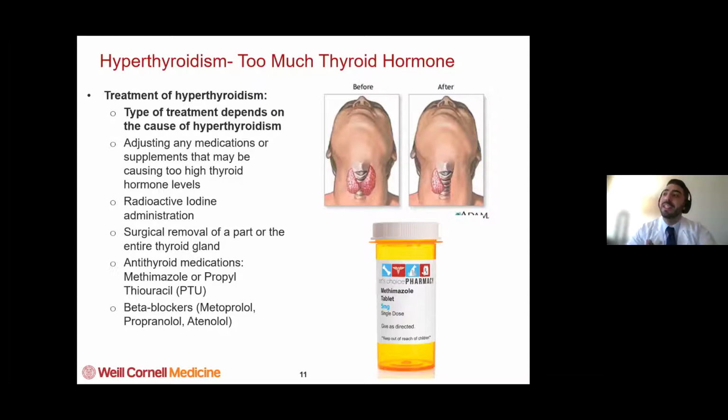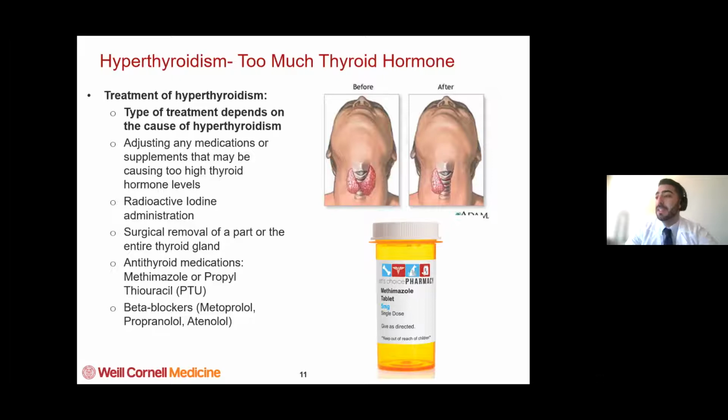This is a slightly different form of iodine than I talked about that we use for the uptake and scan. It's a slightly different type of radioactive iodine that actually gets taken up by those thyroid tissues and can kill off or ablate some of those overactive thyroid cells, and can often lead to the normalization of thyroid hormone levels. In some cases, we refer to surgery to either take out a part or the entire thyroid gland.